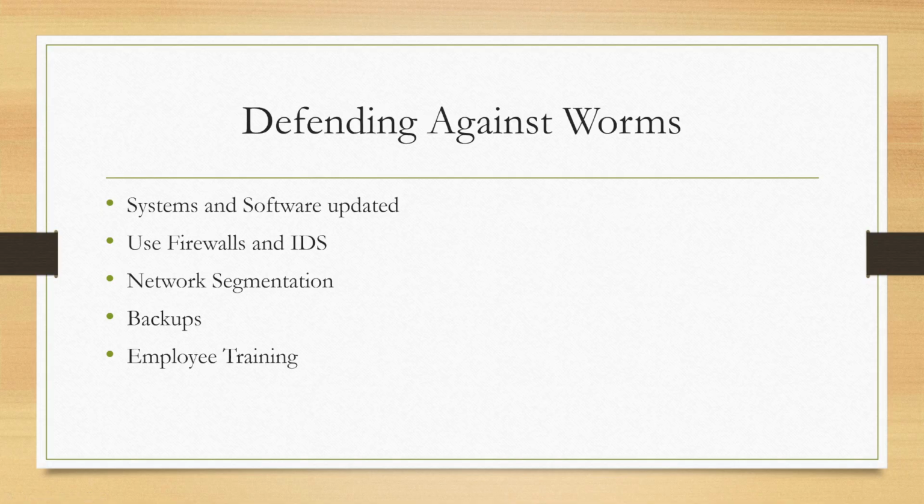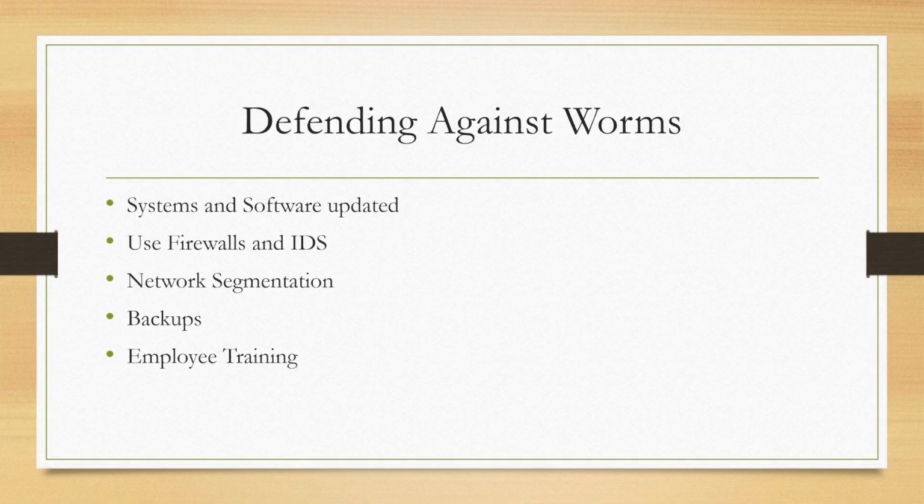So how do we defend against worms? Well, we need to make sure that our software is updated. We need to patch our systems. We need to make sure that we're using firewalls and IDSs within our network to ensure that only the supported traffic that we want in our network is actually there. We need to make sure that our devices are segmented, so that if we do have an attack or an infection, it's limited to the machines that the worm can touch.